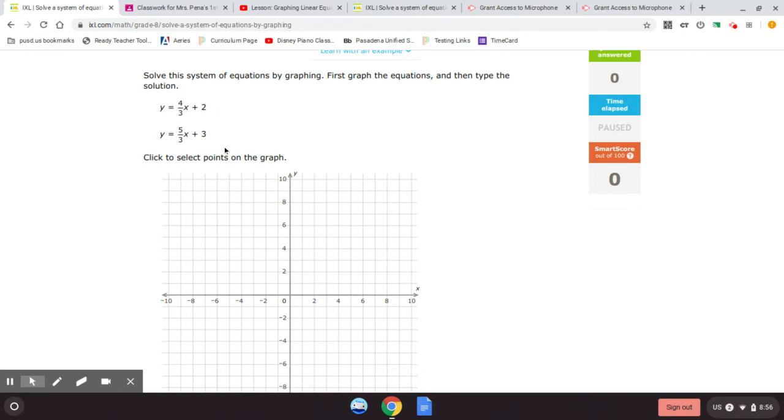So you're going to be given two or more equations. Typically in 8th grade, you're just going to see two. And the first thing you need to do before you can tell me what the solution is, you actually are going to have to graph these two equations.